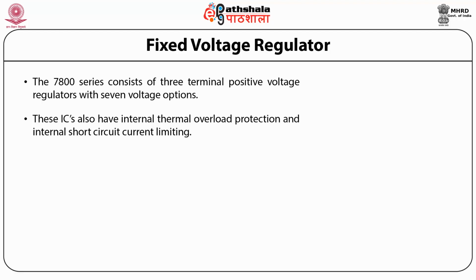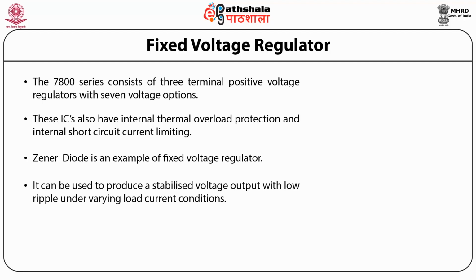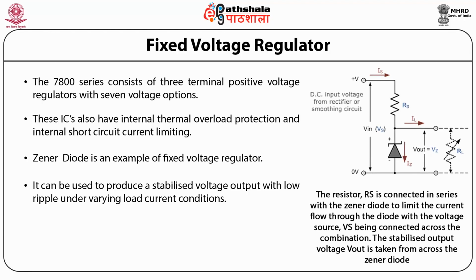Now students, the Zener diode is also an example of a fixed voltage regulator, which can be used to produce a stabilized voltage output with low ripple under varying load current conditions. This figure shows the Zener fixed voltage regulator, where we apply the DC input voltage from the rectifier and we get the fixed regulated voltage at the output.